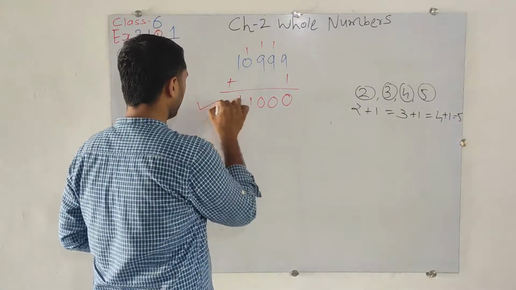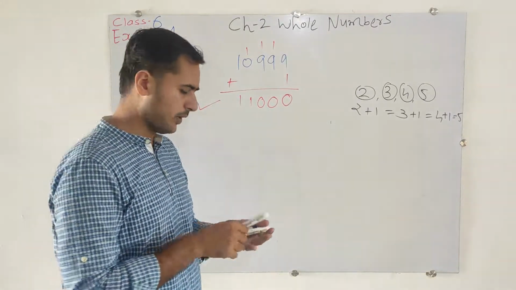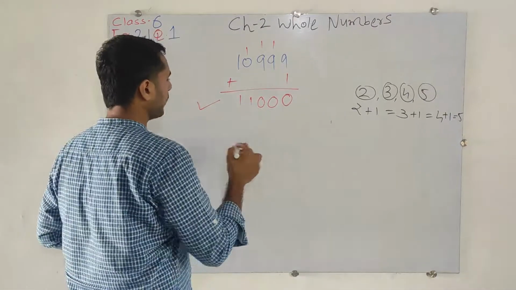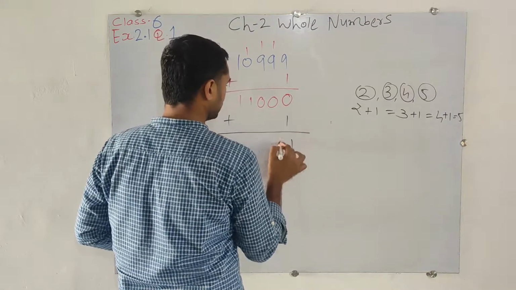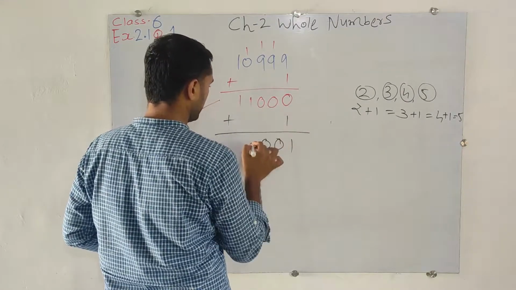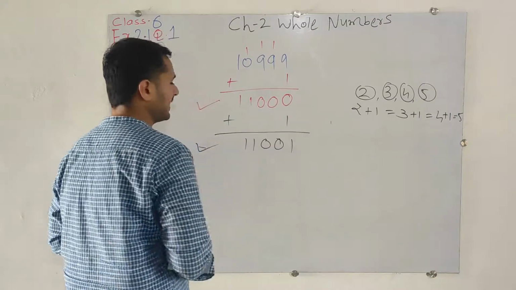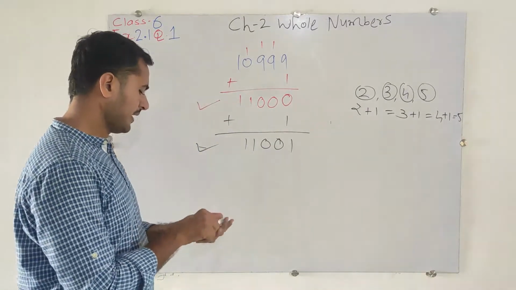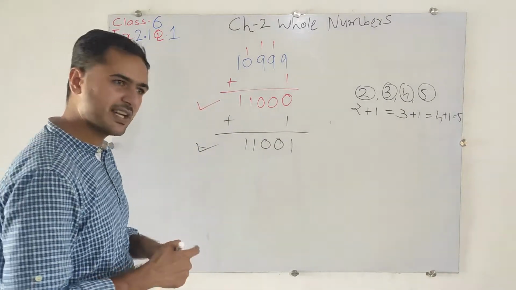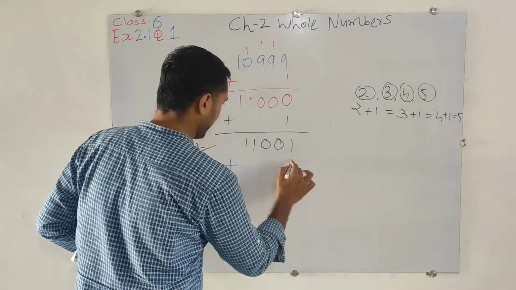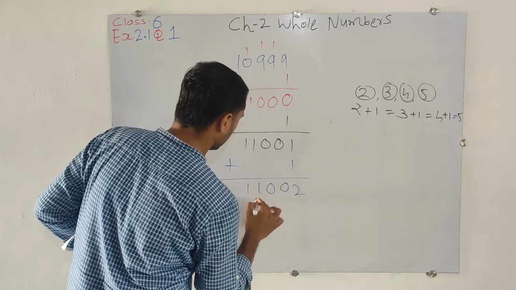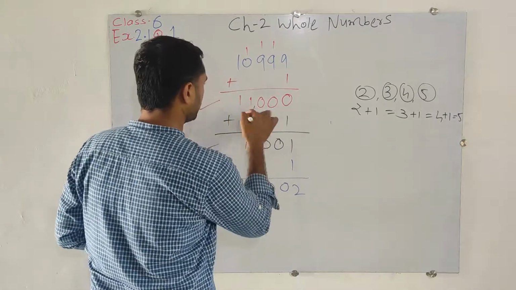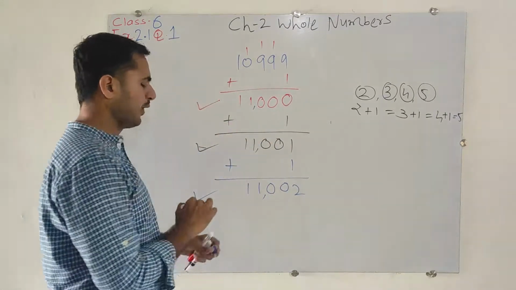This is the first number. Now for the second one, again we will add 1. So 0 and 1 is 1, giving 11,001. This is the second one. Now the third one, let's see what we'll do again. We'll add 1. It will be 1 and 1, 2, giving 11,002. Here we'll put the commas. So this is the third one.